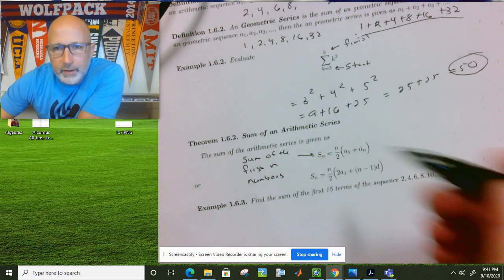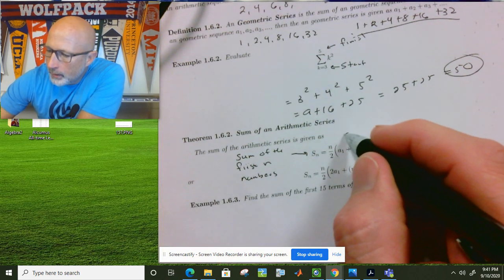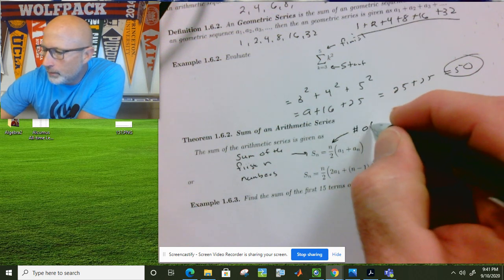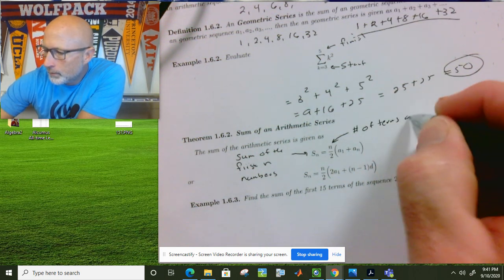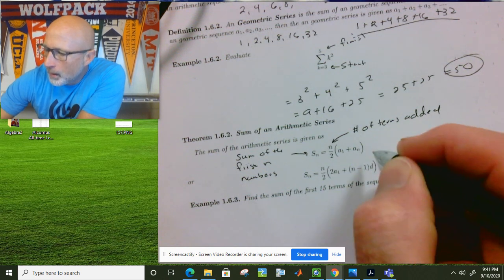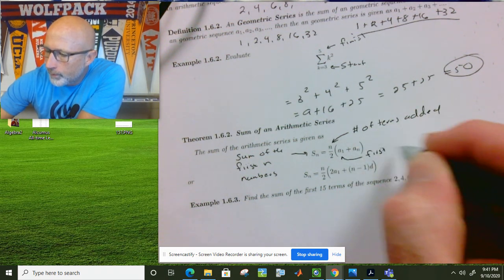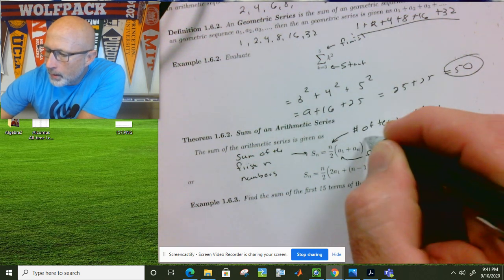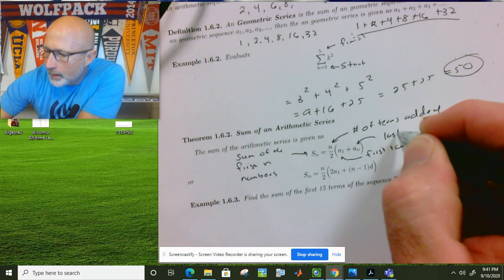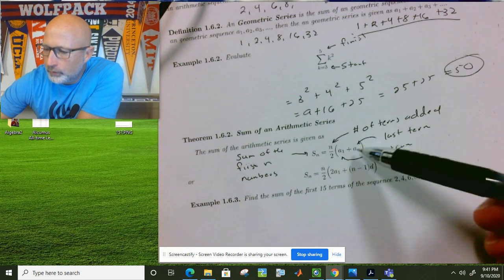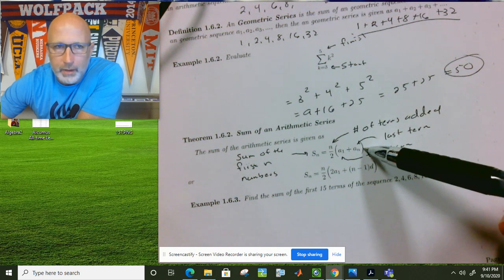Okay, that's what S of n stands for. N stands for the number of terms added. A1 is the first term, and AN is going to be the last term. Okay, now I pretty much only use this formula. I only have this one memorized.